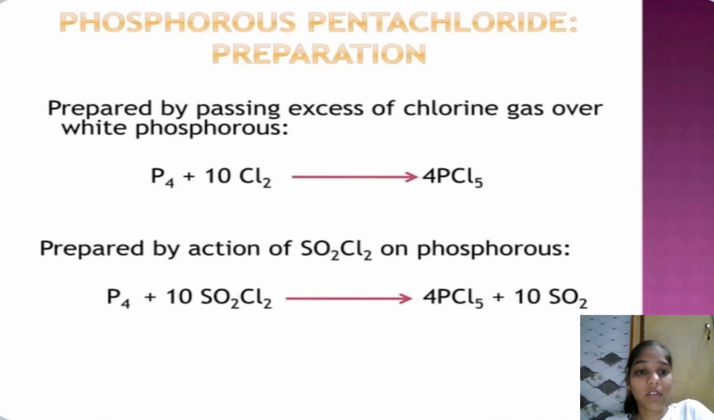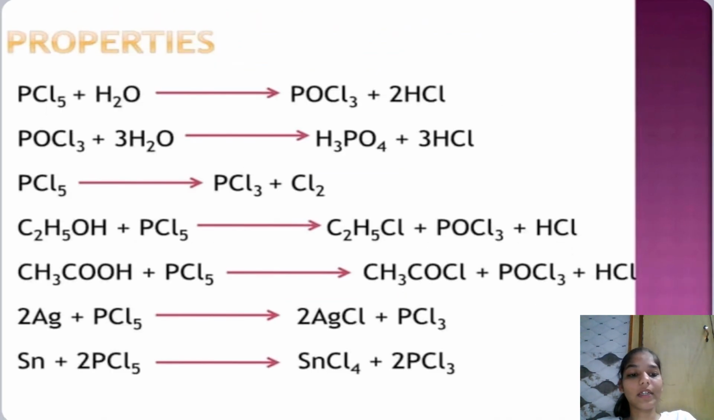Last, we discuss the phosphorus pentachloride preparation. Phosphorus pentachloride can be prepared by passing excess chlorine gas over white phosphorus. It can also be prepared by the action of SO2Cl2 on phosphorus. Next are the properties.